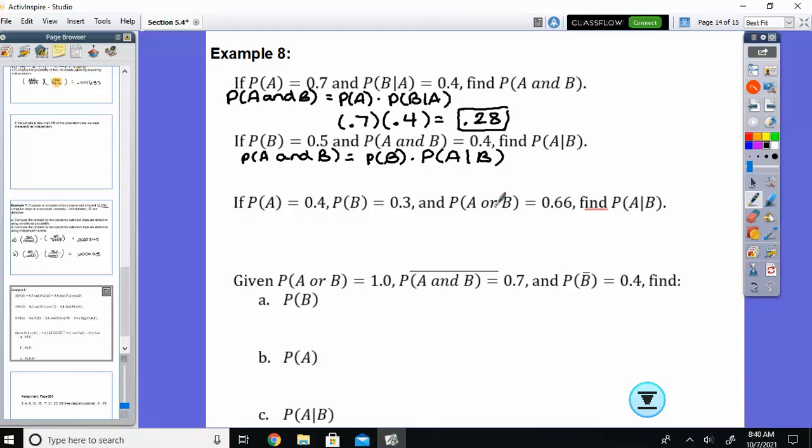The first and second one can be flipped. So then we plug in what we know. Probability of A and B is 0.4. Probability of B is 0.5 times probability of A given B. So how do you find that probability? Divide. So 0.4 divided by 0.5 gives us 0.8.